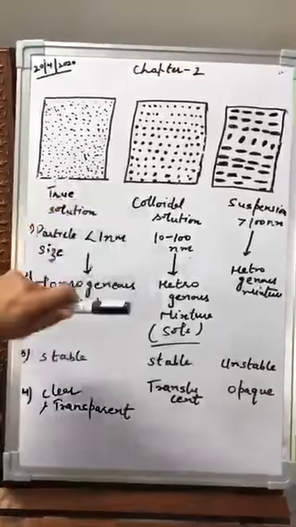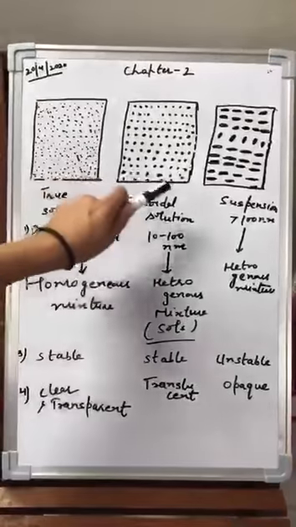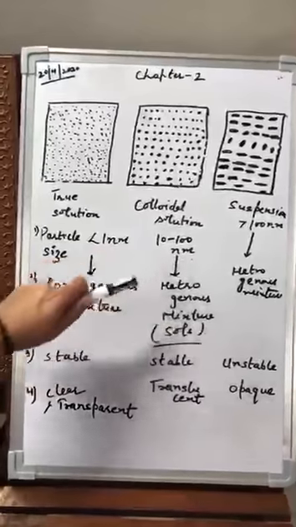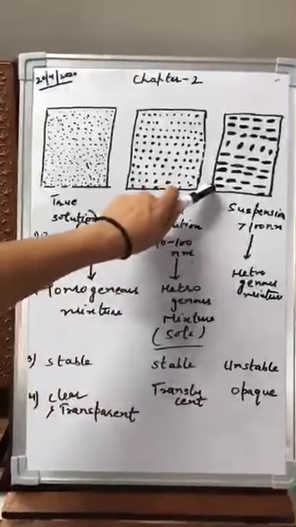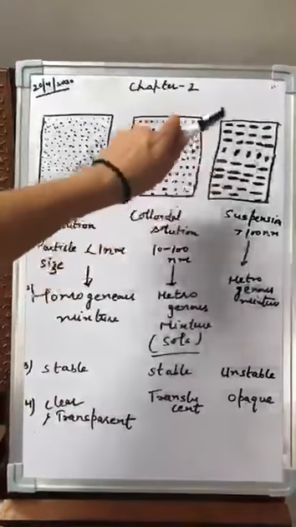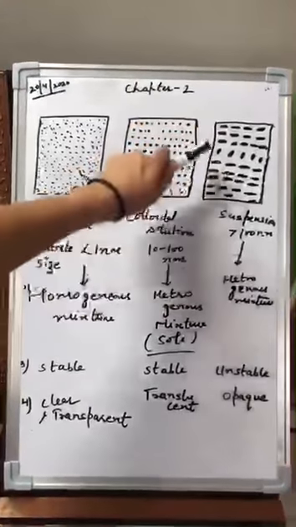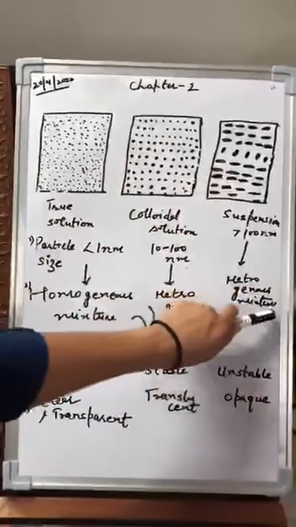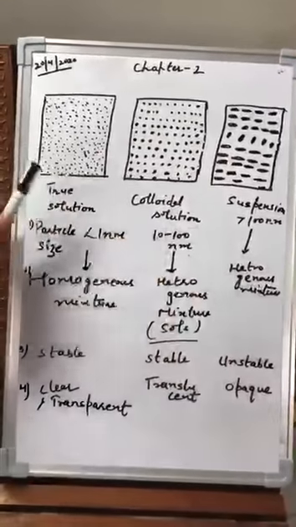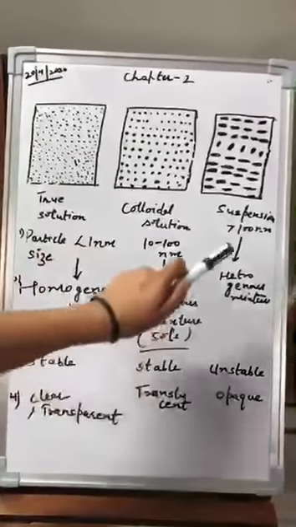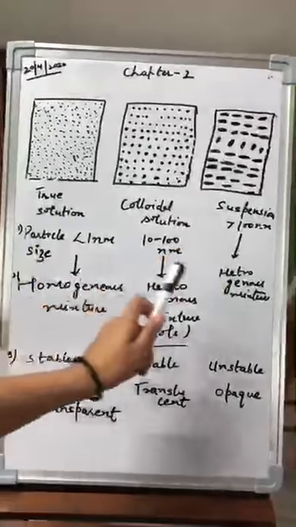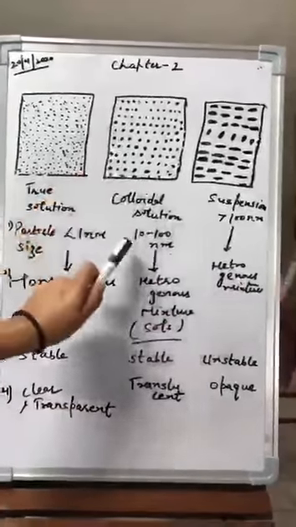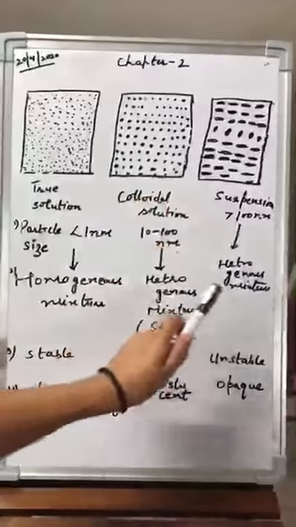In the colloidal solution, you can see in the diagram, the particle size is bigger. It is between 10 to 100 nanometer, and it is a heterogeneous solution. And in the case of suspension, you can see the particle sizes are very big. The size is more than 100 nanometer, and it is also called a heterogeneous mixture. So the true solution is there, colloidal solution is there, suspension is there. There is a difference in their particle size. The true solution is a homogeneous mixture, and both colloidal solution and suspension are heterogeneous mixtures.